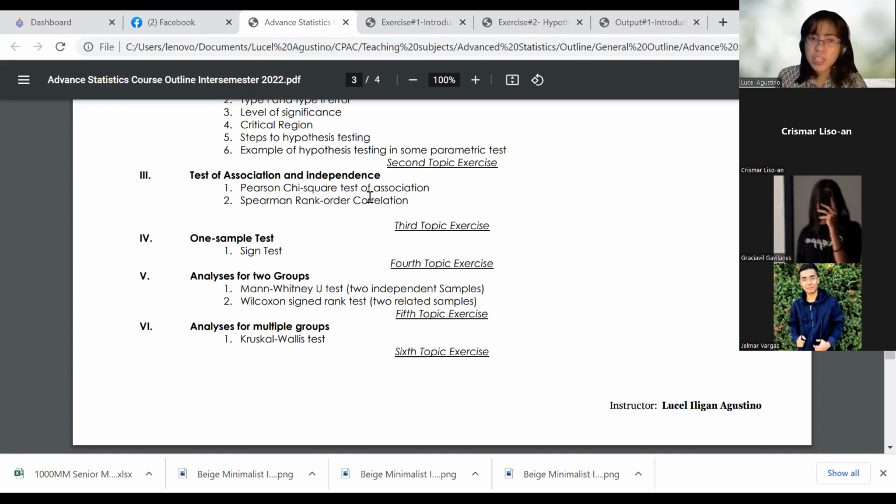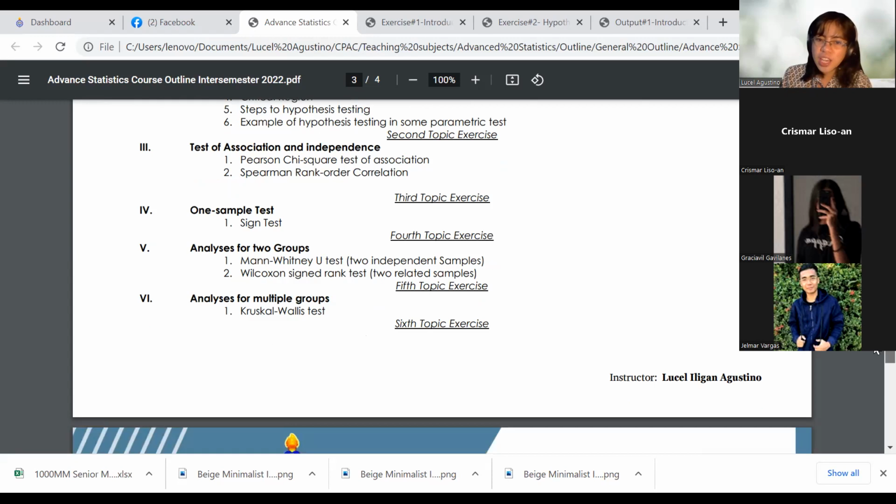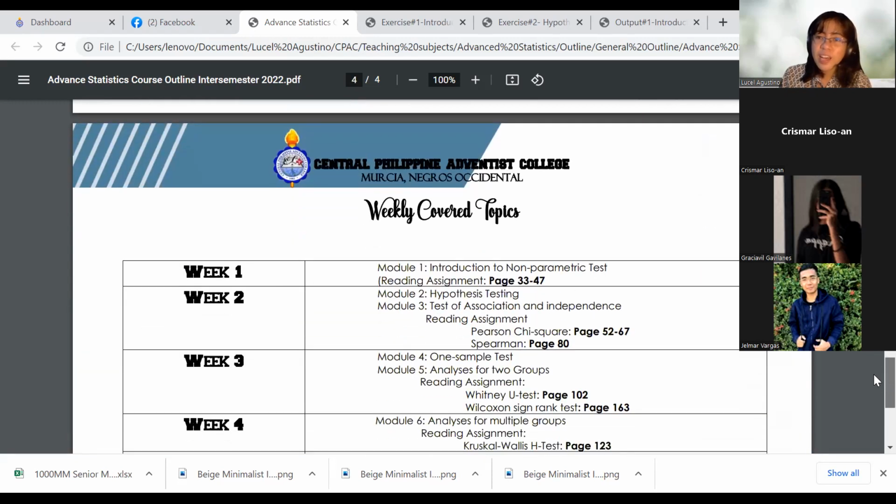Within the intersem duration. And then one sample test, may ara dayon kita for topic exercise. And then analysis for 2 groups. We have the Mann-Whitney U test, Wilcoxon signed-rank test, 5th topic exercise. Daw tanawon na siya intimidating, but I know nga kaya nyo lang man na siya gyapon. Pang-intimidate na ang mga ngalan. And then analysis for multiple groups. Kung sa elementary statistics, analysis of variance, ang iya counterpart sa non-parametric, we have the Kruskal-Wallis H test. So amo na siya ang aton nga course outline.